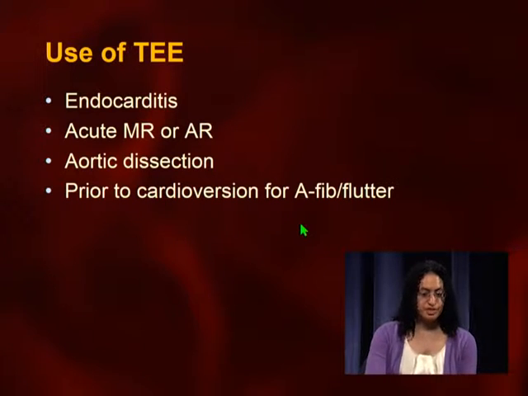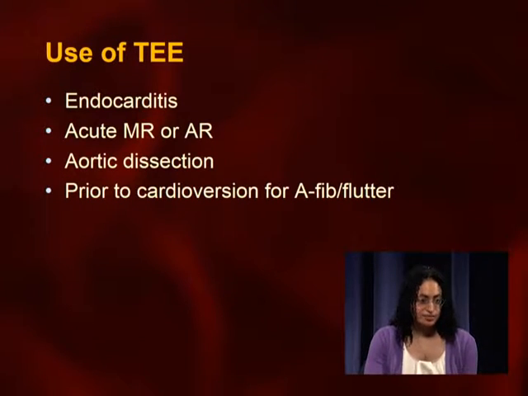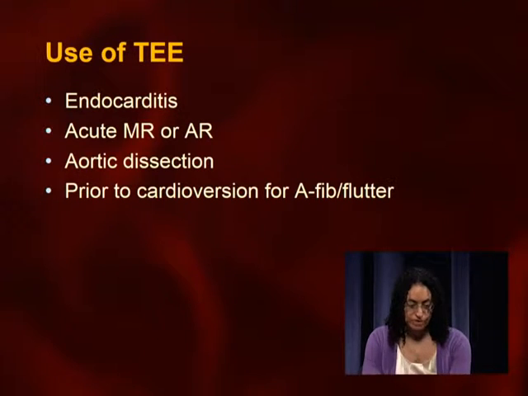Okay, moving on to transesophageal echo, TEE. We use that for endocarditis evaluation, for acute MR or AR, because it can be done right there at the bedside in a decompensated patient. It's good for aortic dissection, and of course we use it prior to cardioversion for AFib or flutter, looking for any thrombus.